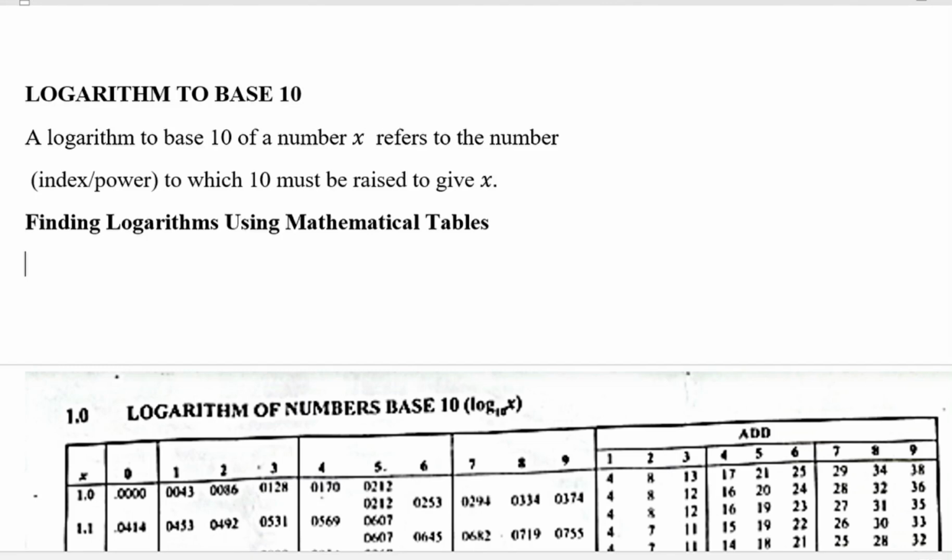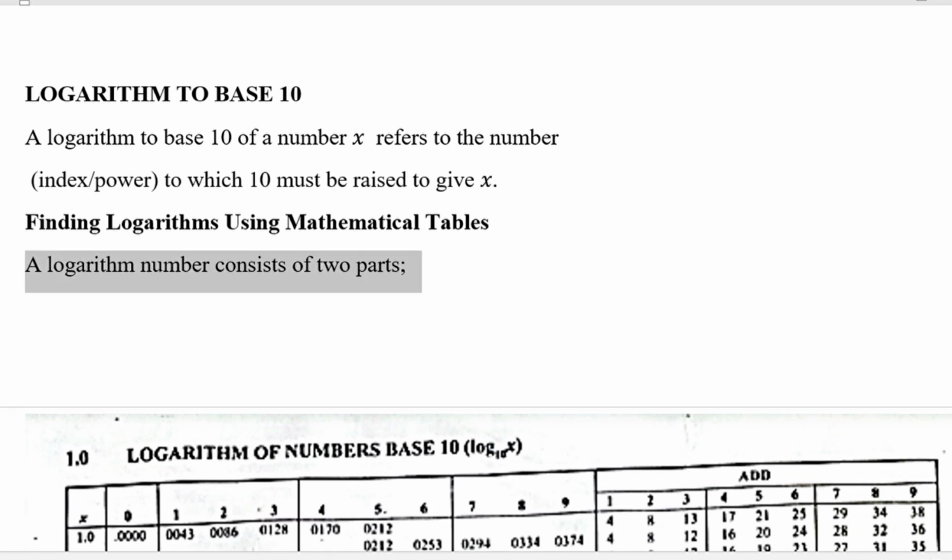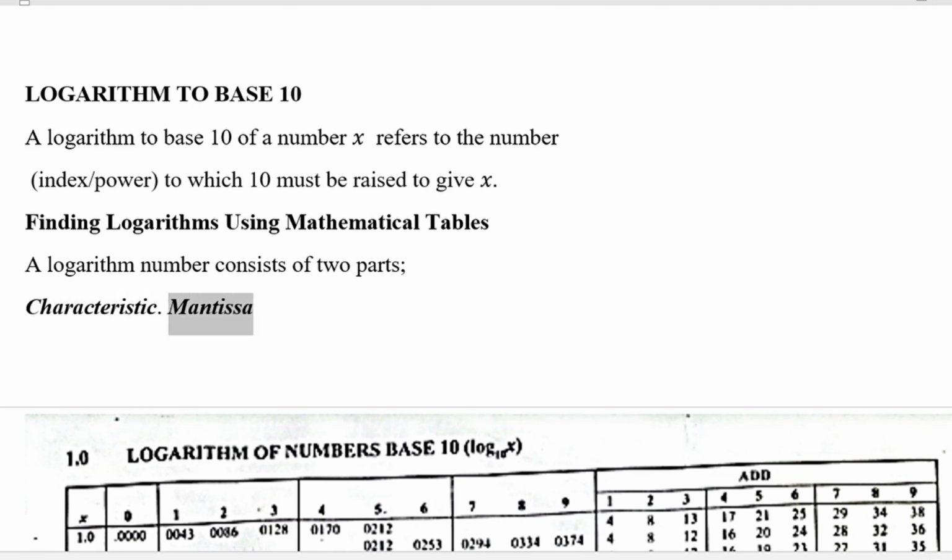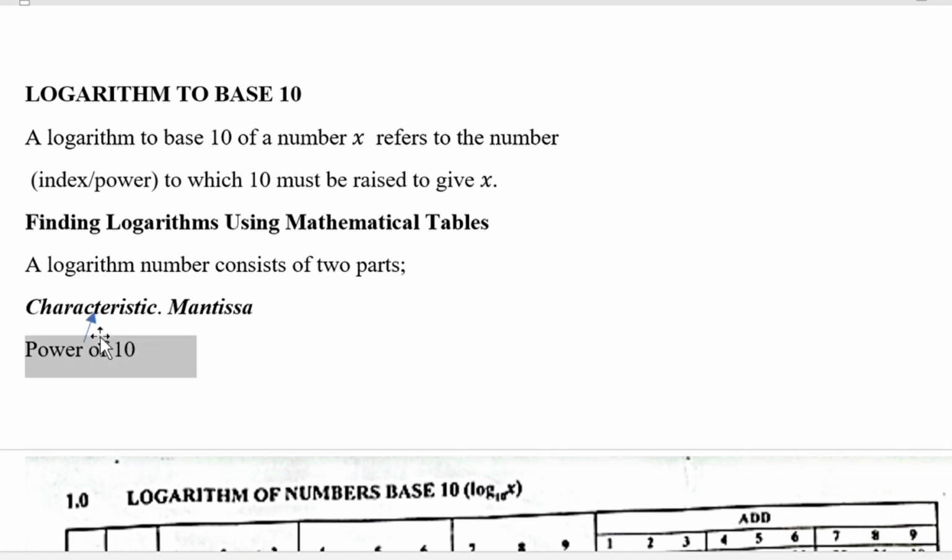A logarithm number consists of two parts. There is the first part before the decimal point, which we call the characteristic. So we have the characteristic, then a decimal point, then a mantissa. The characteristic is the number that you write before the decimal point in a logarithm number, while the mantissa is the number we write after the decimal point. This characteristic is obtained from the power of 10 after we have written the number in standard form, while the mantissa is the one we read from the tables.